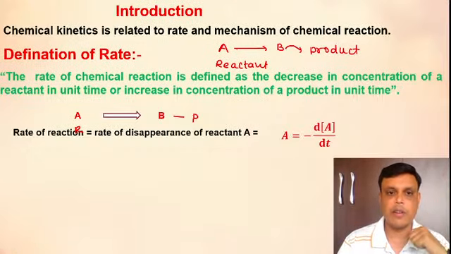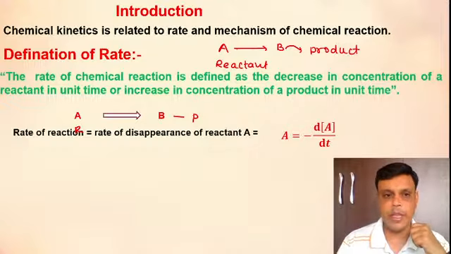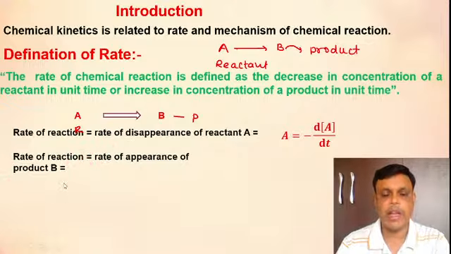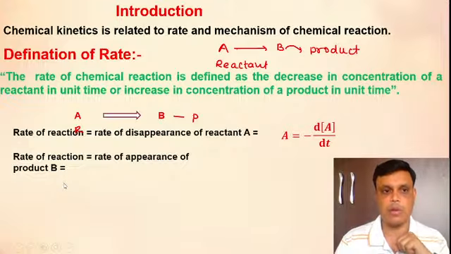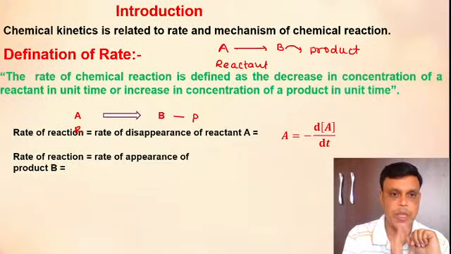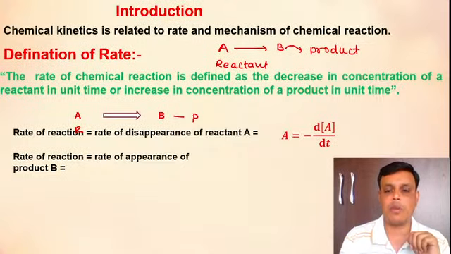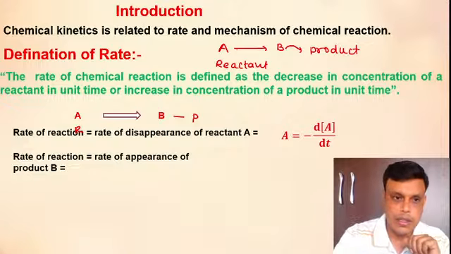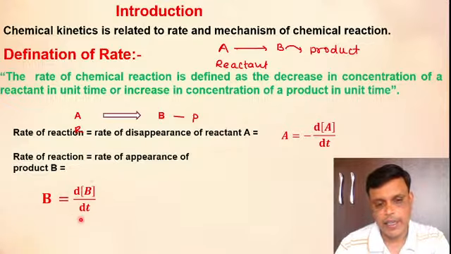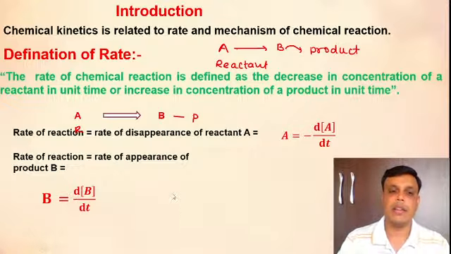Now we will see the rate of reaction with respect to the product B. Rate of reaction is equal to rate of appearance of product B. Why? Because the product is appearing here. That's why the word appearance is there. So rate with respect to product B equals d concentration of B by dt. Here no negative sign, plus sign is there.